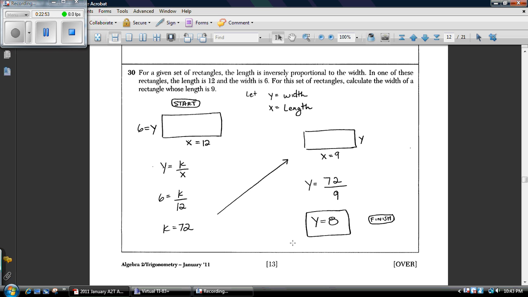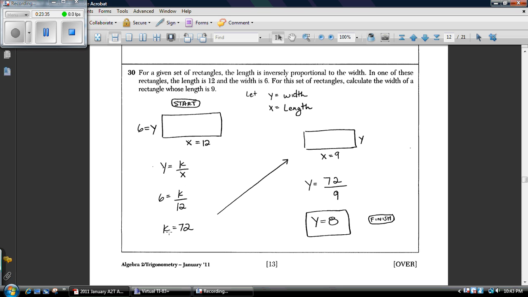For the given set of rectangles, the length is inversely proportional to the width. If you see this inversely proportional type business, you see these words, it means use this formula. Y equals kx. That's one of those things you got to know. Okay, so then here's what they do. In one of these rectangles, the length is 12 and the width is 6. They tell this to you because what they want you to do is take these, plug them into this equation, right? I just said y equals the width and x equals the length. Plug these in and solve for k, the constant of proportionality.